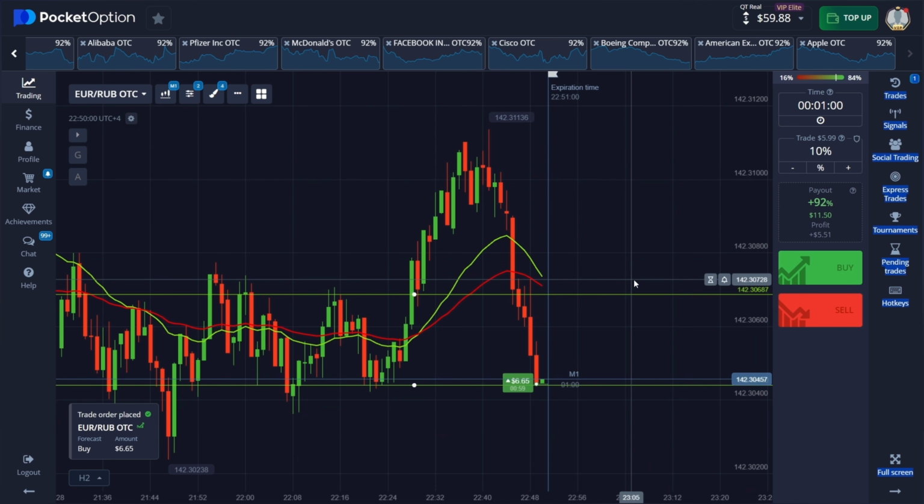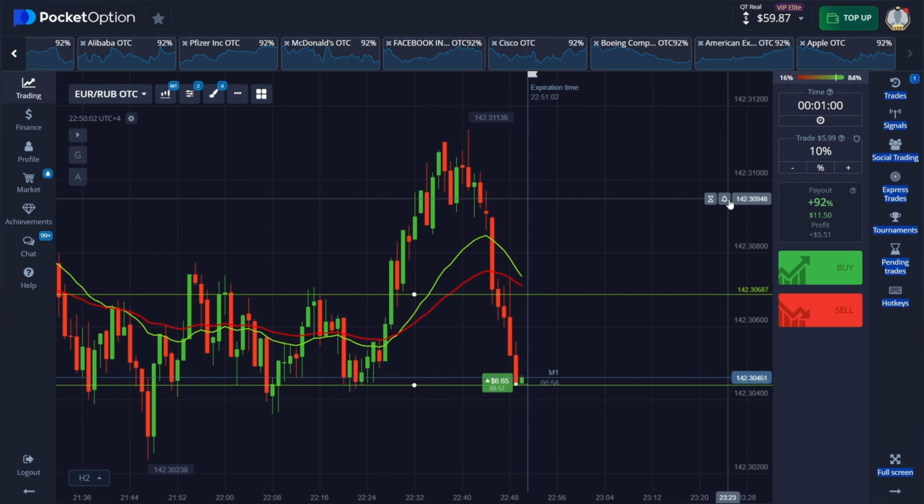I got a good entry and placed a trade for the upside move from the support level. I'm waiting for the right moment, and now the candle is moving in our favor. This is why I emphasize keeping patience in trading.